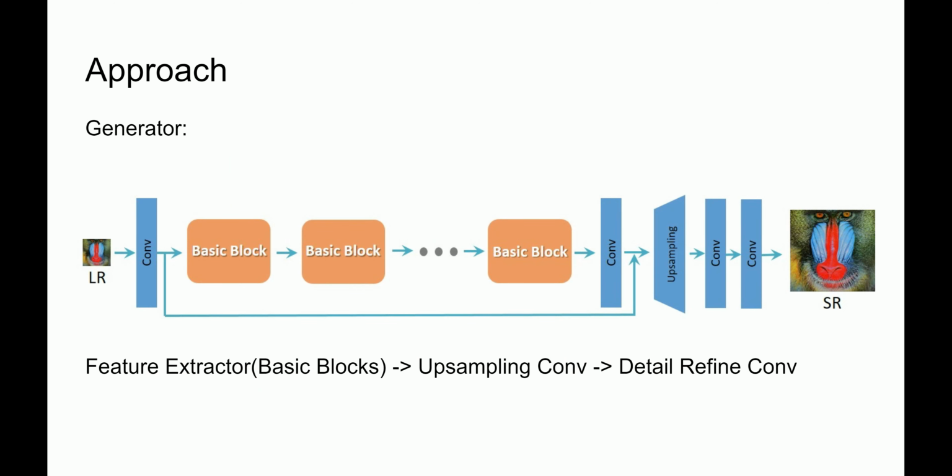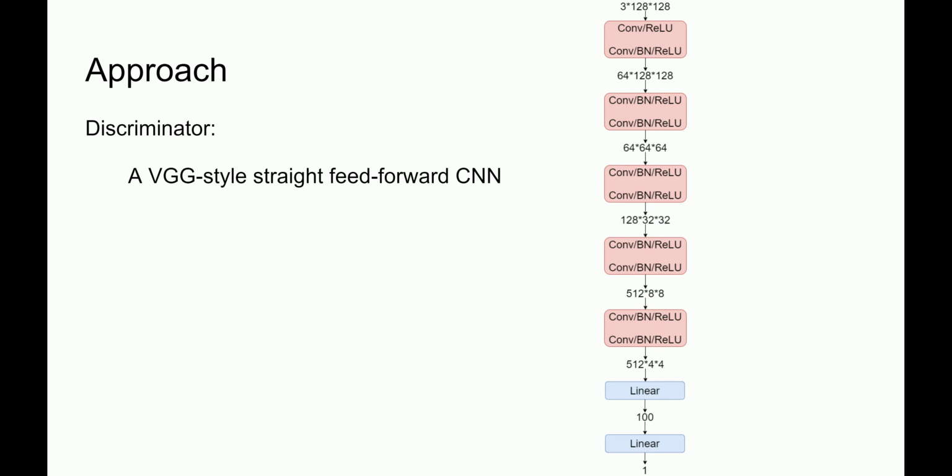This is the generator of the GAN. It has several convolutional blocks for extracting features at the top. After that, these features are passed into upsampling convolution layers for high resolution, and refining layers for subtle details. The discriminator is a VGG-style straight feed-forward network for binary classification, to derive whether the input is from the ground truth or the generator.